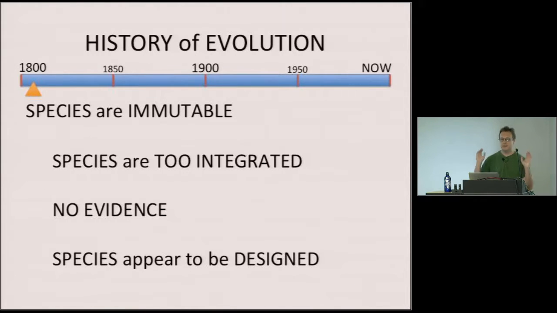Okay, but just to put everything on one slide, there are these old arguments against, and this isn't even evolutionary theory, this is what I would call a pre-evolutionary theory, saying that species are immutable because, one, they're too integrated and complex to change, two, there's no evidence that they change, and three, they really look like they should have been designed.